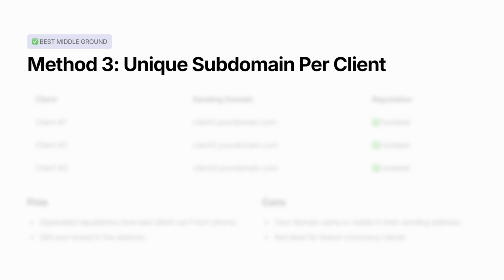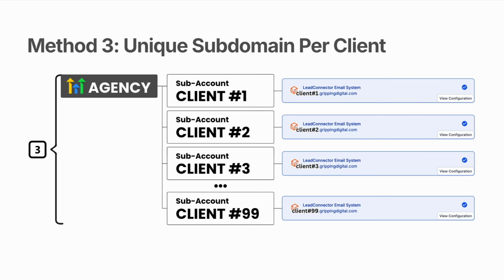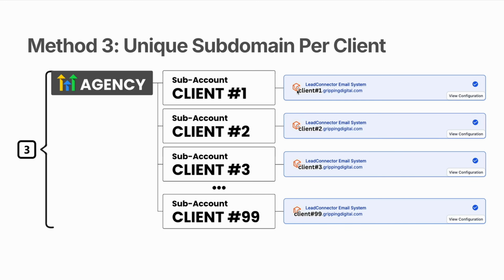Now let's look at method 3. We still use our own agency's domain, but now each client gets their own unique subdomain under it. Client 1 sends from client1 dot our agency domain. For me, it's gripindigital.com. Client 2 from client2.gripindigital.com, and so on and so forth.